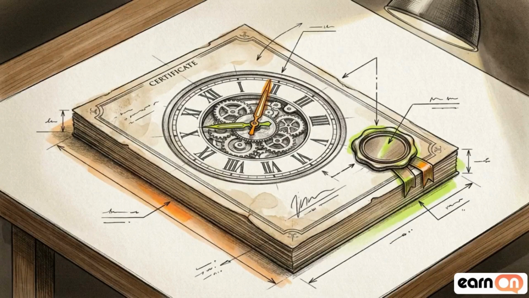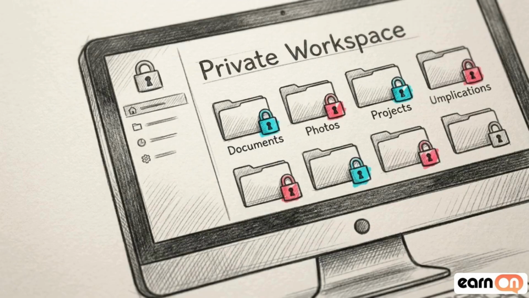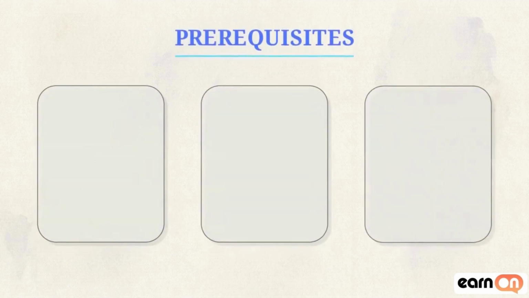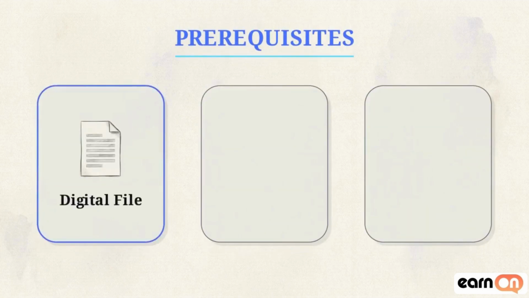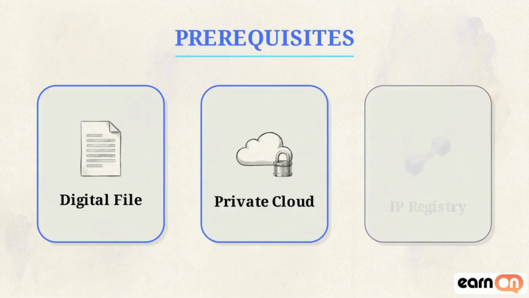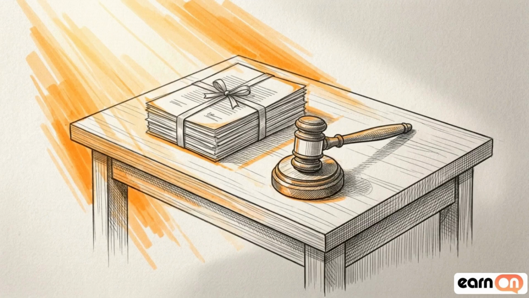In this video, we are going to build a time-stamped proof of ownership for one of your digital assets, and we will do it without exposing your private files to the public. Step 1 is gathering your materials. You need a finalized digital file, access to a private cloud storage drive, and an active account on a blockchain IP registry. By learning this workflow, you prepare your documentation before a dispute has a chance to begin.